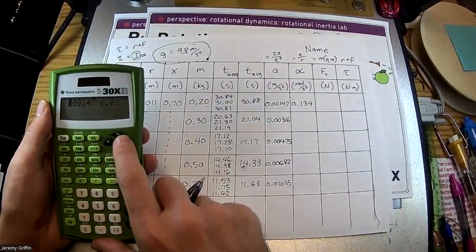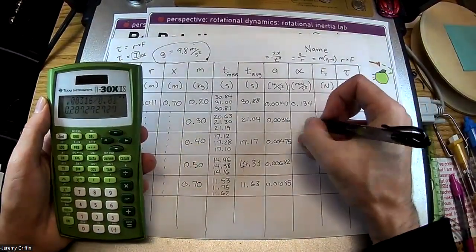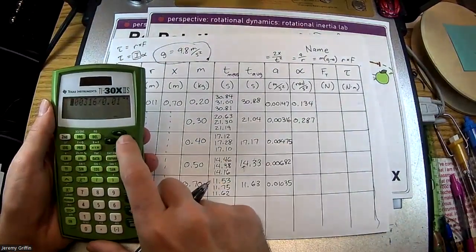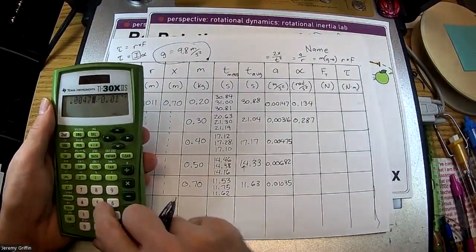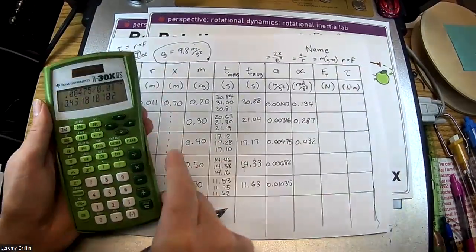Right, next one. And then all the other bits are the same. 0.287 radians per second squared. Right, next one, 0.432 radians per second squared.